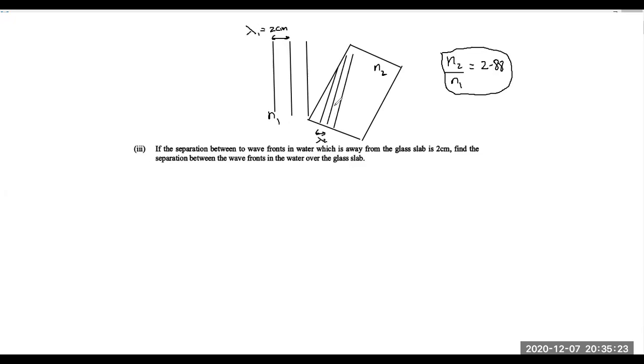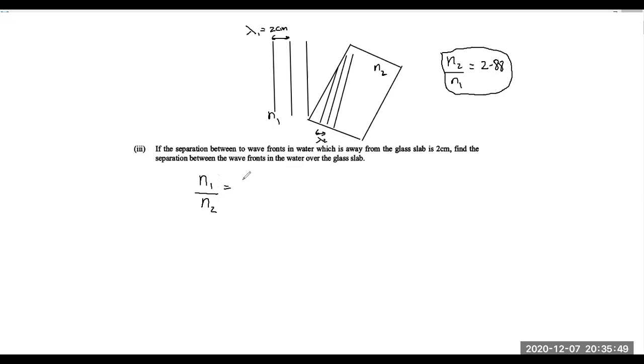Now lambda 2 is going to be a smaller value than lambda 1 for sure. So if you have got an answer greater than 2, that's definitely incorrect. It has to be a smaller value. So how do you find that answer? For that, we go back to the equation we were discussing. That's this equation, guys. If you can remember this, it's better. This is in the new syllabus. You can apply this for all waves when they undergo refraction.